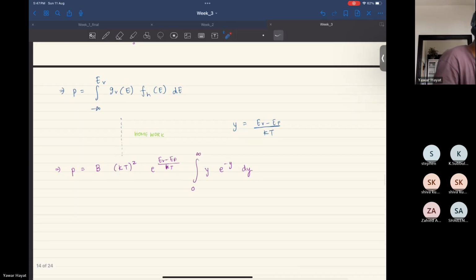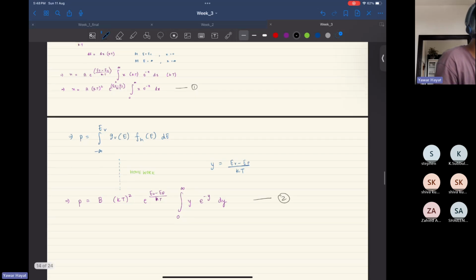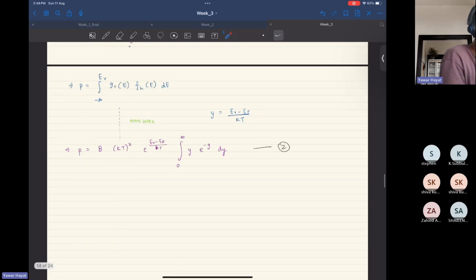Simple. This is your equation 2. How this comes, you'll work it out. This is pretty similar, right? Just follow identical corresponding approach here.